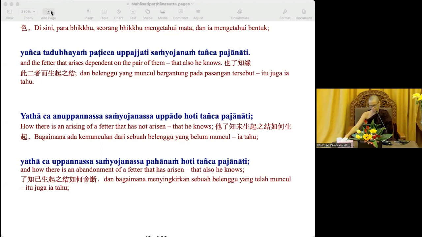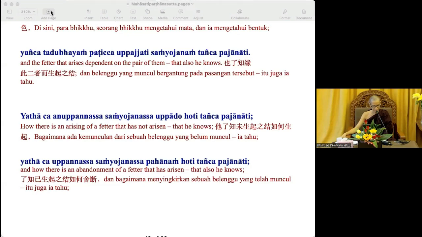So, by seeing those things, if they don't know it as a visible object, it is Avijja Sanyojana. So, this is how Sanyojana arises by seeing. In the same way, by listening, by smelling, by tasting, by touching. In the same way.